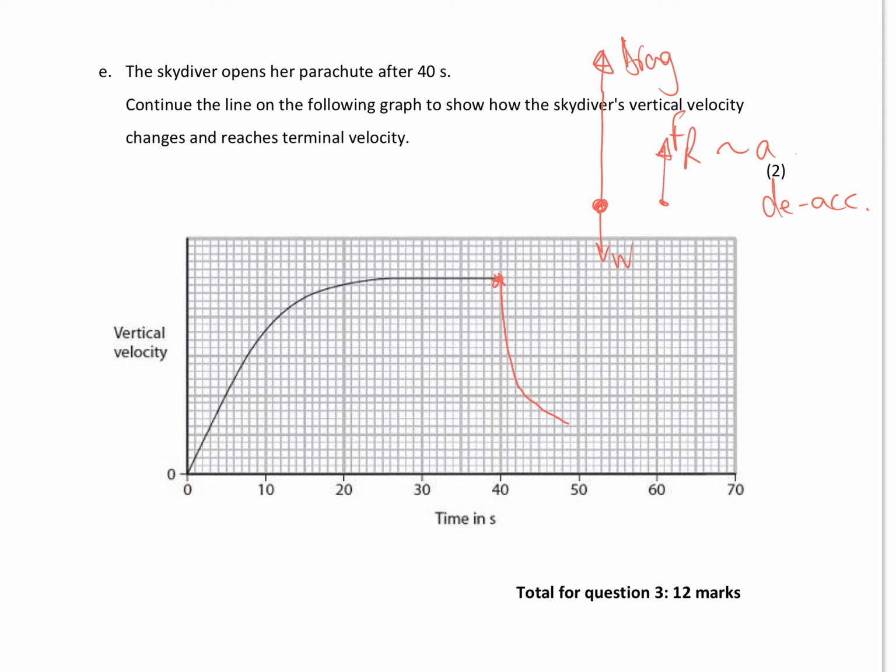But then, of course, as it gets slower, it will eventually reach a point where the drag equals the weight, and that's our second terminal velocity. Perfect. For the 2 marks, I just think you need it to swing down. Let me do that with another pen type. You need to just swing down violently and then level off for your 2 marks. Excellent. Let's see what next we've got.